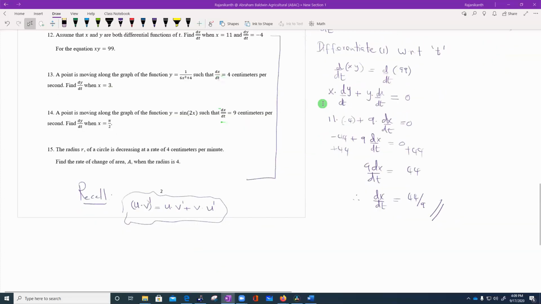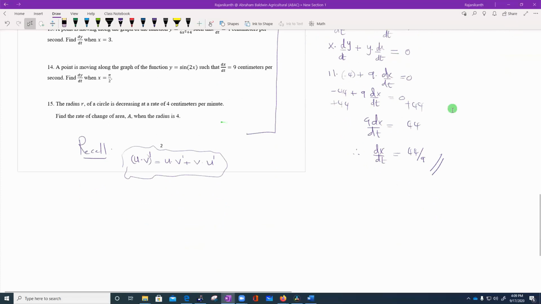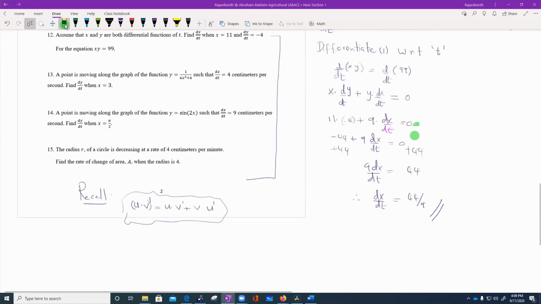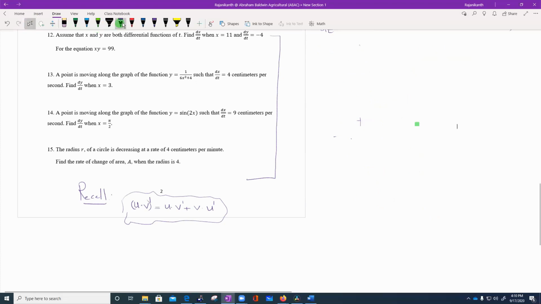Okay, so let me do 13 somewhere here. Erasing this. And problem number 13. The given relationship between x and y is this. We now know dx over dt, which is 4. Again, like earlier, we need to find dy over dt when x is 3. That means you need to take the derivative of both sides with respect to t.